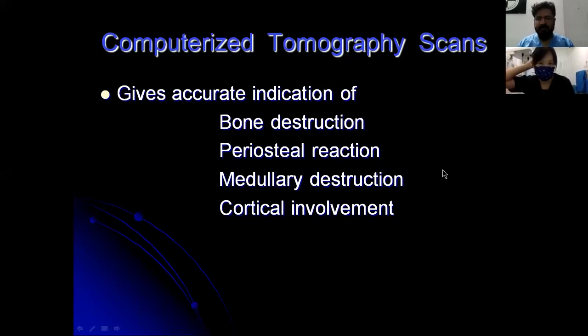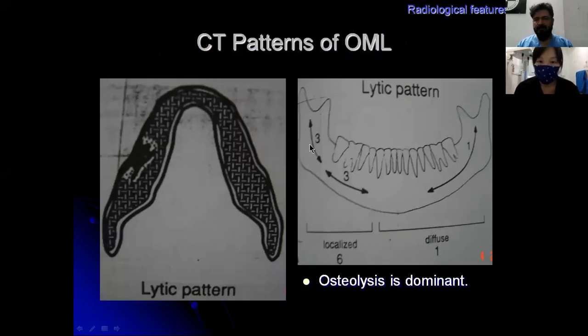So there is medullary destruction, periosteal reaction, and cortical involvement. Now these are the various CT patterns of osteomyelitis. What is the lytic pattern? Lytic pattern is destruction of the cortical bone and soft bone. So basically it starts from inside to outside. It is not from outside to inside. Osteomyelitis starts from inside of the canal to outside.